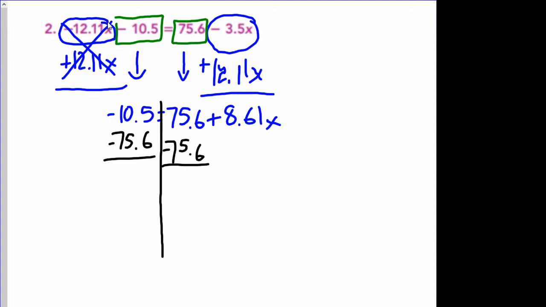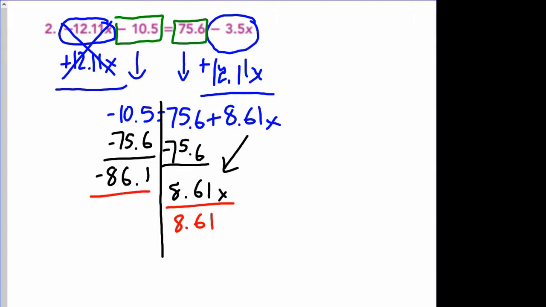And I'm going to get negative 86 and 1/10. And on this side, all I have left is 8 and 61/100ths x. Okay, so that was one inverse operation. Now I need to find out what 1x is. So I need to do the inverse of multiplication, which is division by 8 and 61/100ths. Well, this over here is just going to become x.